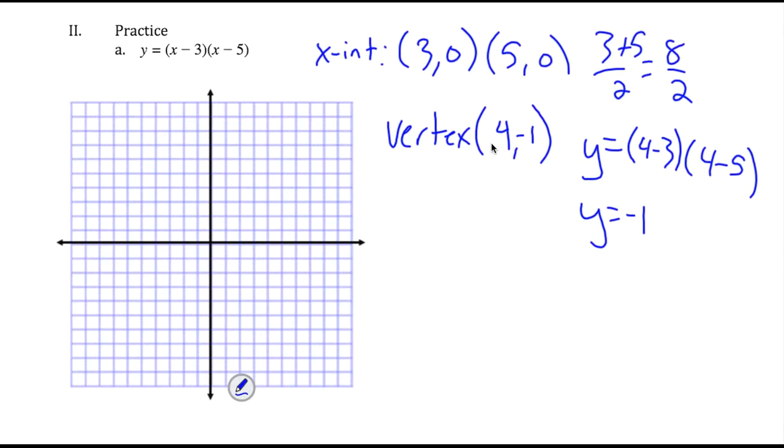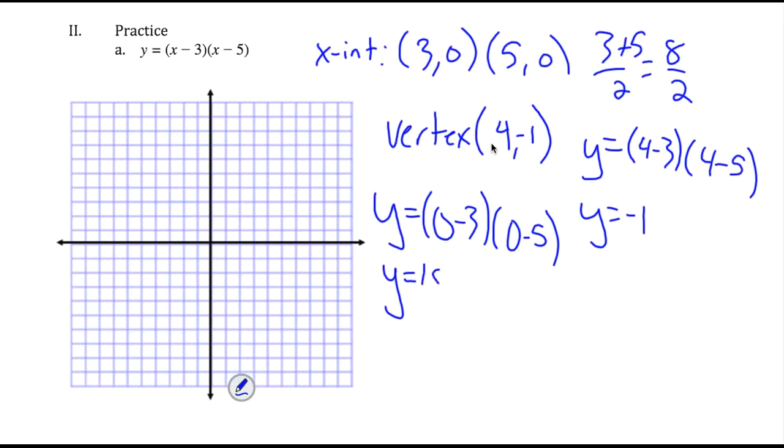I've got my x-intercepts. Now I just need my y-intercept. I'm going to plug in 0 for both my x's. I get 0 minus 3 times 0 minus 5. That's -3 times -5, so my y-intercept is 15. So now I've got all those different pieces that I need to make an effective graph.